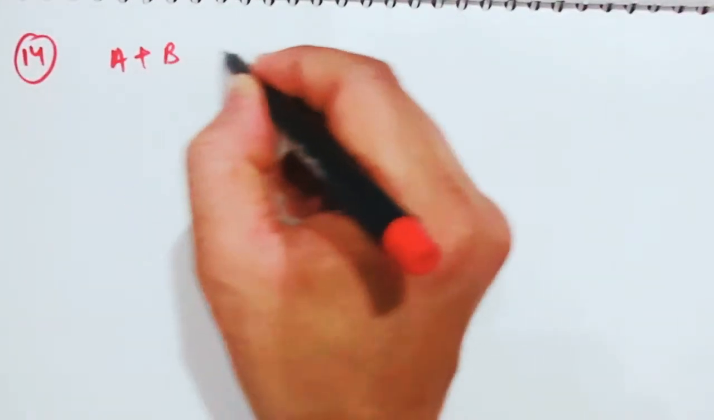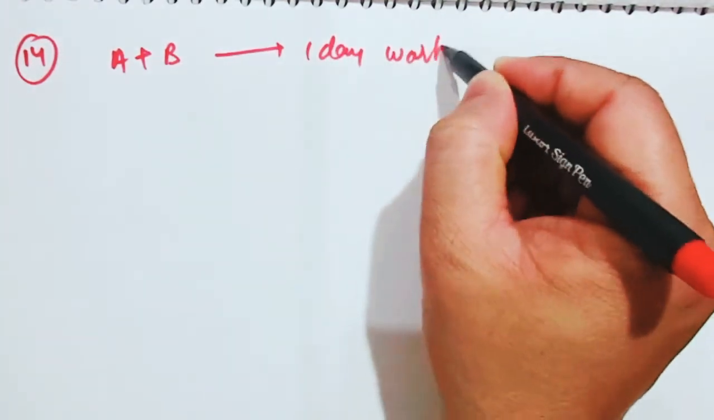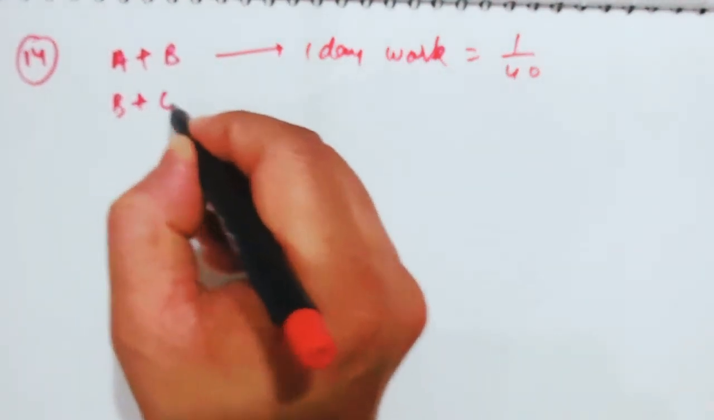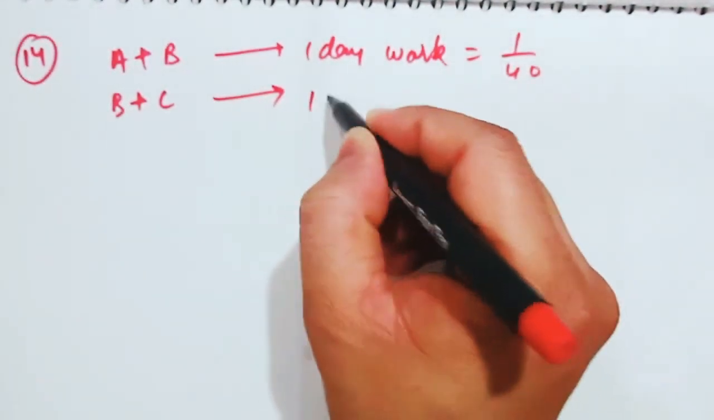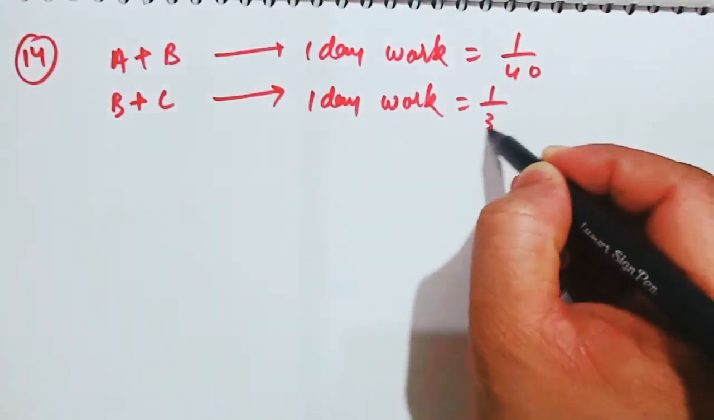So A plus B one day work is equal to how much? 1 by 40. B and C can complete a piece of work in 30 days. So B plus C one day work is equal to how much? Equal to 1 by 30.